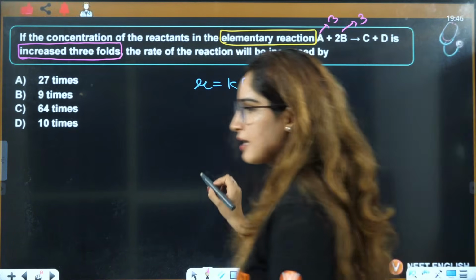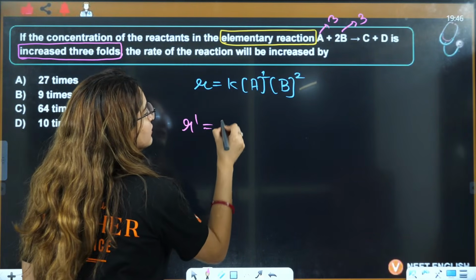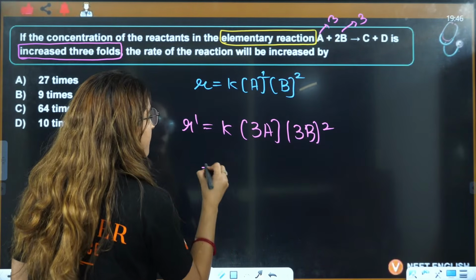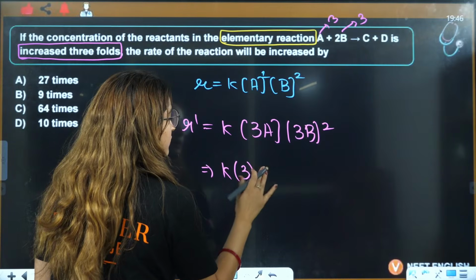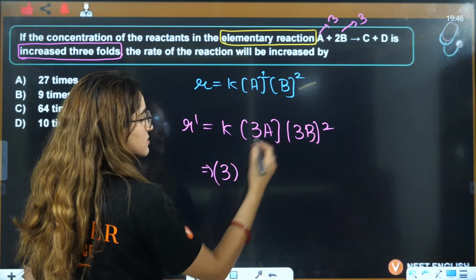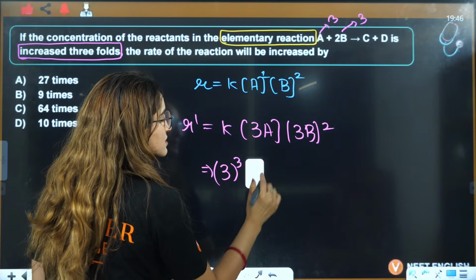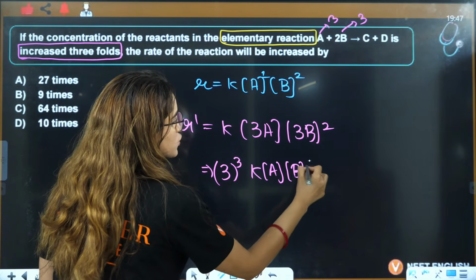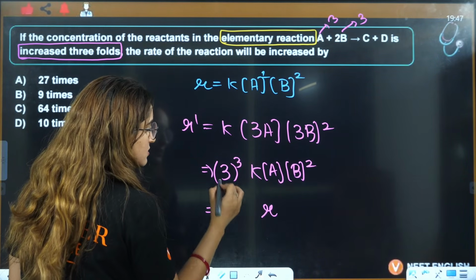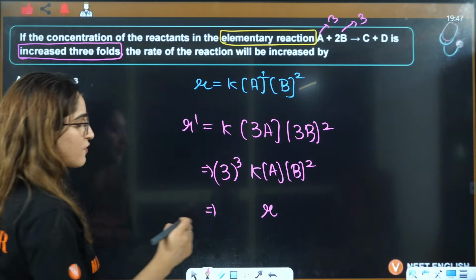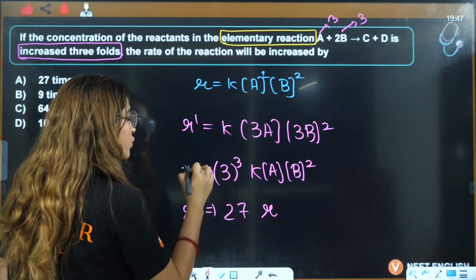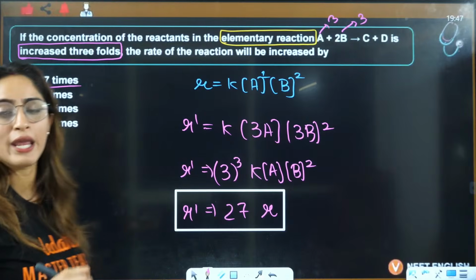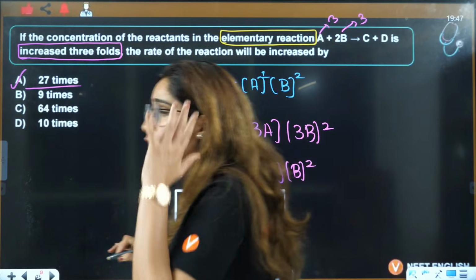So in the new rate, it is 3A and 3 of B square. So it will become K times 3 times A, and 3 square for B. It will become 3 cube. This is K, this is A, this is B square, so it will be old rate. This is 3 into 3, 9, 9 into 3, 27. That means 27. So the new rate will be how many times the old rate? That is 27 times. So A is going to be the correct answer here. Very good. Already you have written it there.